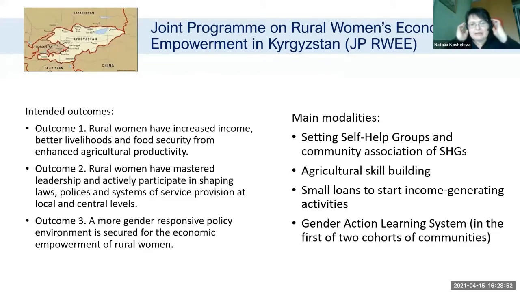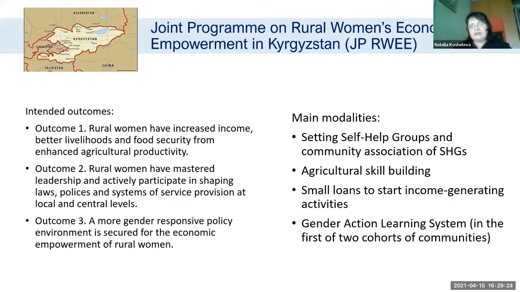So just a couple of words about the Women Economic Empowerment Program in Kyrgyzstan. It was pursuing 3 outcomes. One was better livelihood through increased income. They were also working to increase women's leadership and active participation in the community and national policy making. And also the program was expected to lead to a more gender responsive policy environment on the national level.